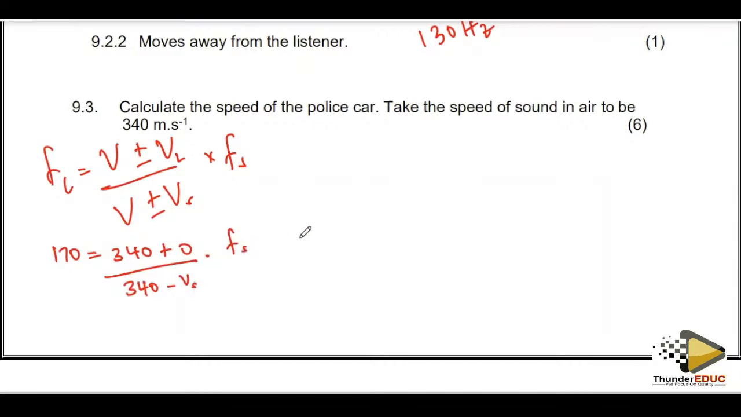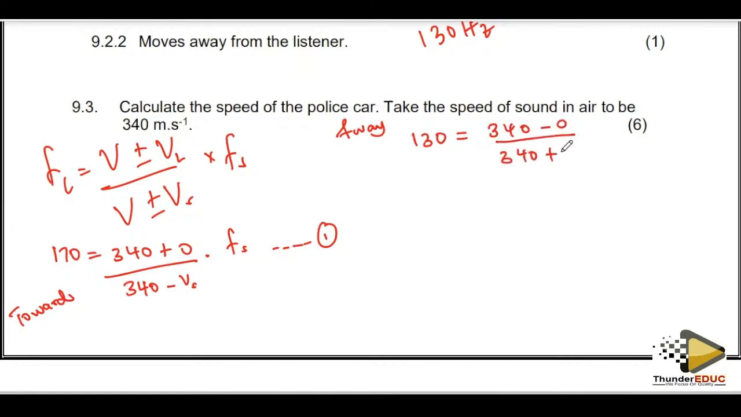Okay. Is there a need for me to simplify this? It's okay, I can call this equation number 1. Then if I use the 130, that's when it's moving away. So this is towards. And then when it's moving away, it's going to be 130 is equal to, there has to be a minus on top, minus 0, and then there has to be a plus down, and then times the fs. I'll call this equation number 2.